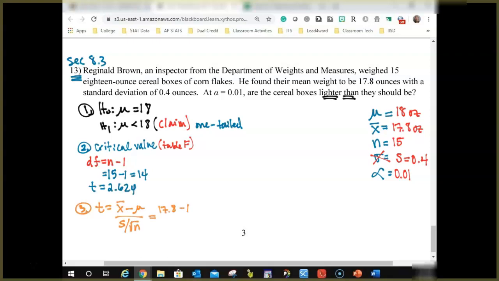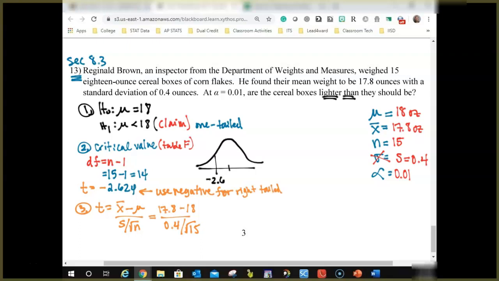And then make sure that we will end up using the negative value, because it's a left-tailed test. But then for the third step, we want to find our test value. So we use the t-test formula, like a t-score, evaluate that, and we end up getting negative 1.94.